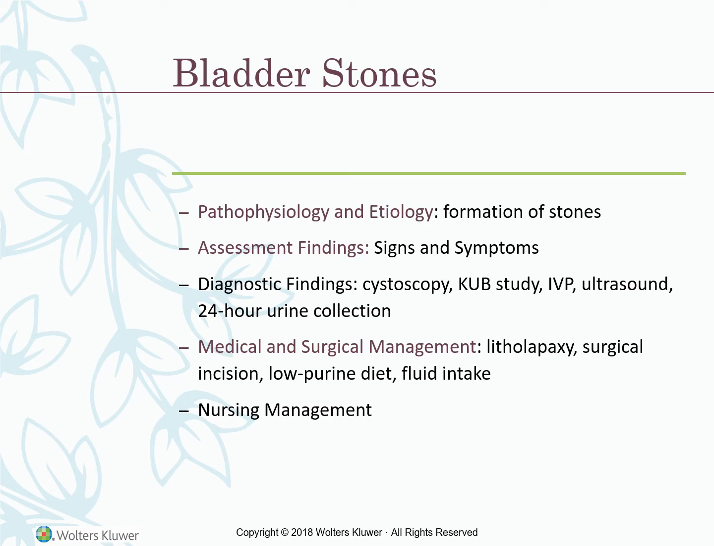A UA is done to rule out infection. A spiral CT scan is done to determine the presence of stones. Even very small stones can be detected. Cystoscopy, a kidney ureter bladder KUB test, IVP, or ultrasound studies can also detect the presence of bladder stones. Blood chemistries and 24-hour urine collection for serum calcium and uric acid may identify the cause of the stone formation.